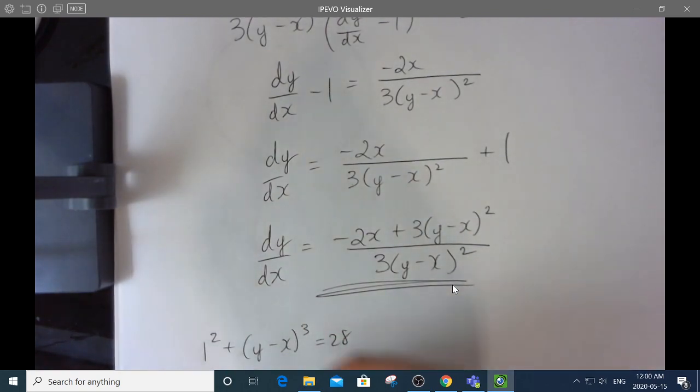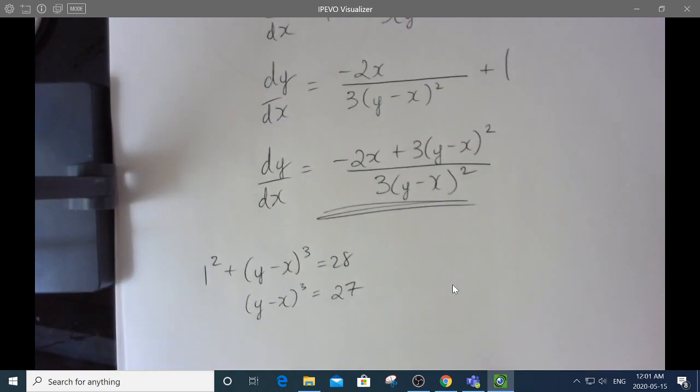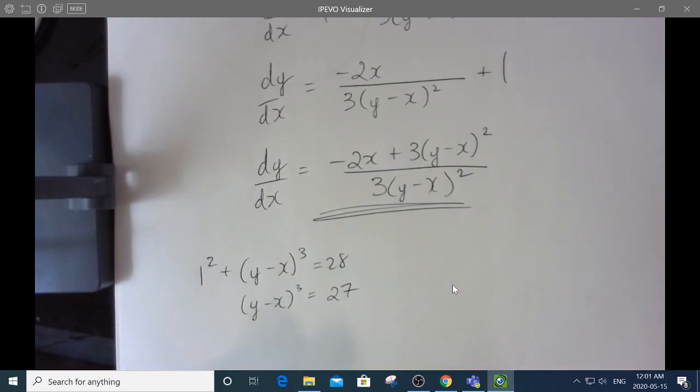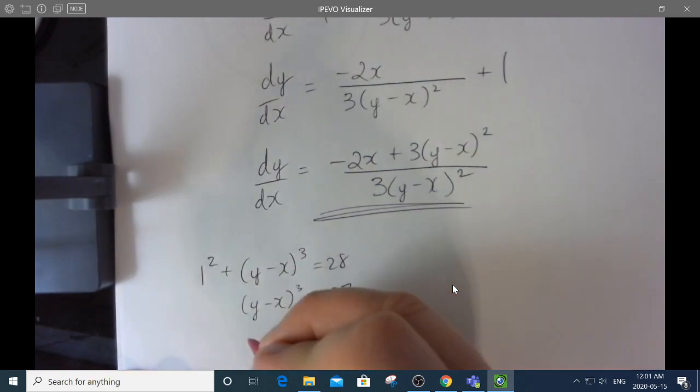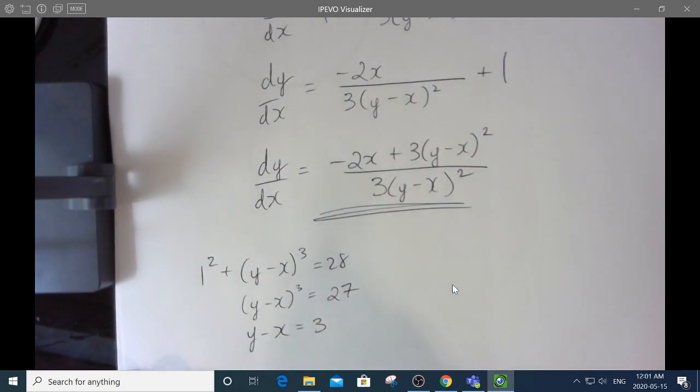And 28 minus 1 is 27. Now, I'm glad this came up. When I square root both sides of the equation, I have to consider plus or minus. Do I have to do that if I cube root both sides of the equation? And the answer is no, because remember, if you cube a negative, you get a negative. So you don't have that ambiguity if you're cube rooting. So this will be just y minus x is the cube root of 27, which is 3.